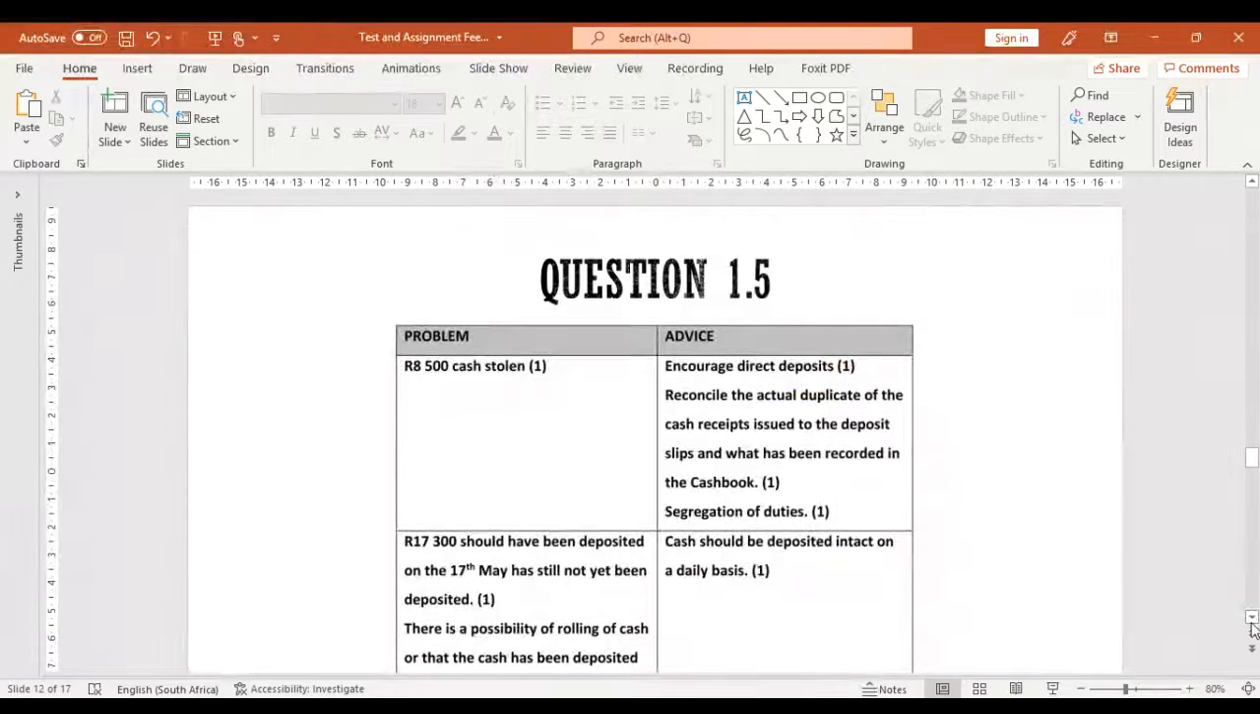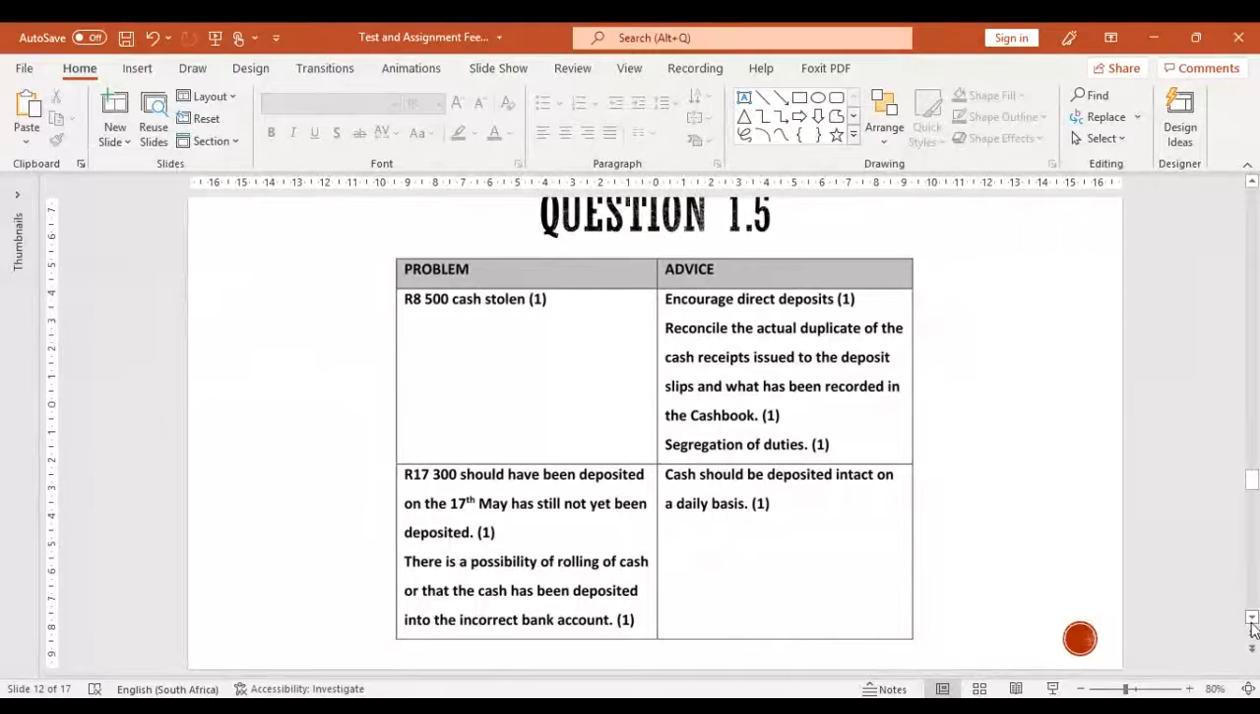Then for question 1.5, the type of advice we were looking for, you had to state a problem. The first problem that you would have seen is that 8,500 Rands cash was stolen. Now that is the problem. How do you encourage someone to address that? They could address it by encouraging direct deposits, reconciling the duplicates of cash receipts issued against when it's recorded, or segregation of duties.